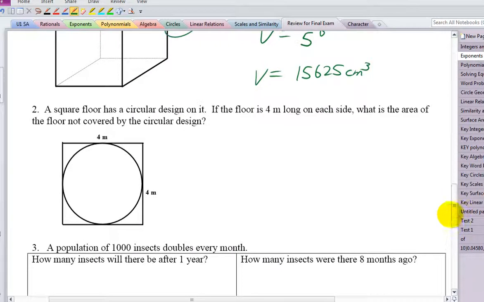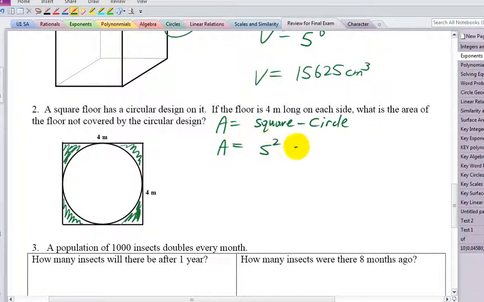Next one, squares and circles. So what we're trying to do is find this area right here that the carpet's not covering. So we have a square room, circle carpet. How much is exposed? So the area will be the square minus the circle. The area of a square is s squared minus a circle, which is pi r squared. So it would be 4 squared minus pi.